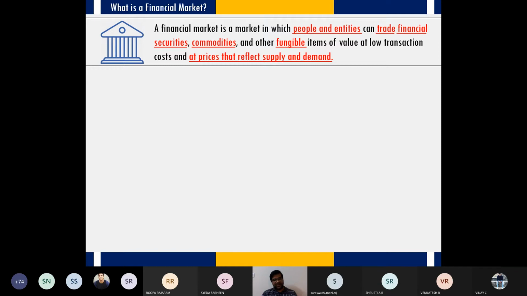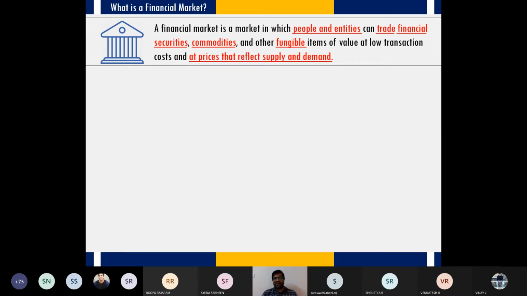And in fact, this semester you also have financial derivatives as one of your subjects. And in financial derivatives, you also study in detail about commodities, right? So commodity derivatives are very popular these days. So there you will study more in detail about commodities.